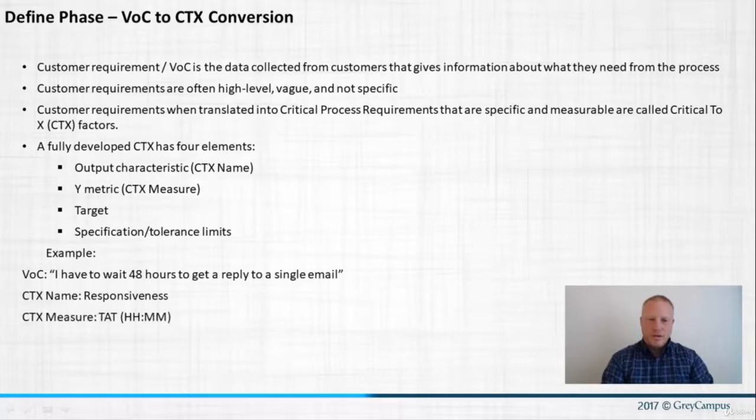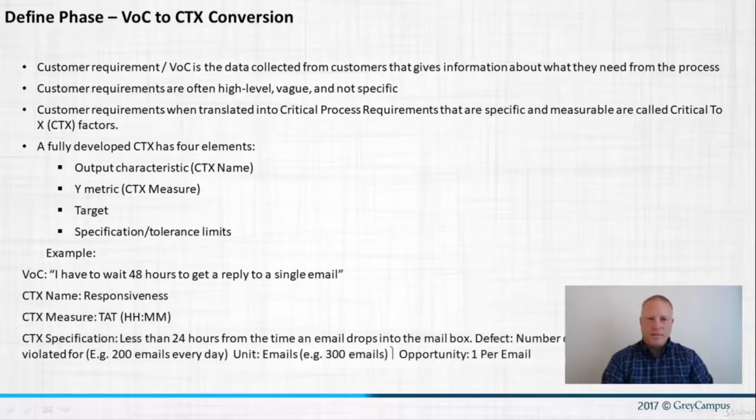So you can see here an example of VOC to CTX conversion. I have to wait 48 hours to get a reply to a single email. So that's the voice of the customer. That can be turned into a problem statement. So what's the measure that we're going to use for that? It would be turnaround time. And then you can see the specification. What is the customer willing to accept?